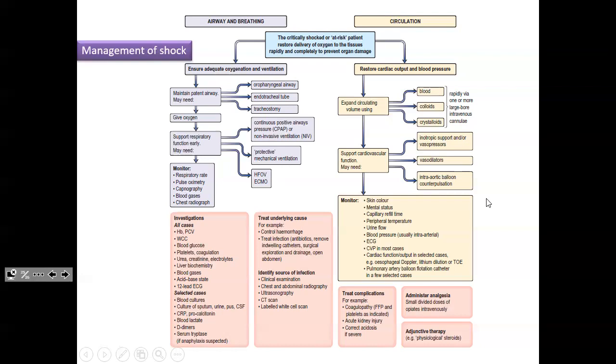Okay, so we need to monitor them, and we need to treat the complications. So if they are developing DIC, we need to give them FFP and platelets. They may require analgesia and anything else that they may need. That's it. I think this is the last slide.